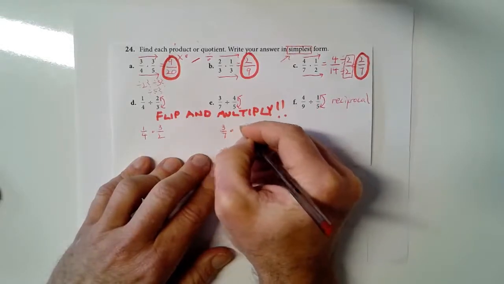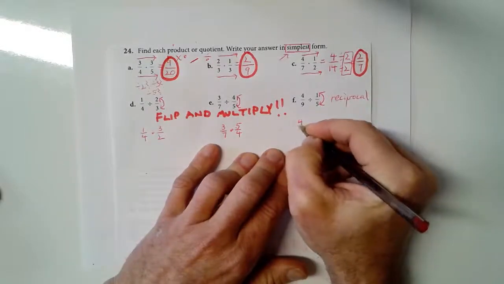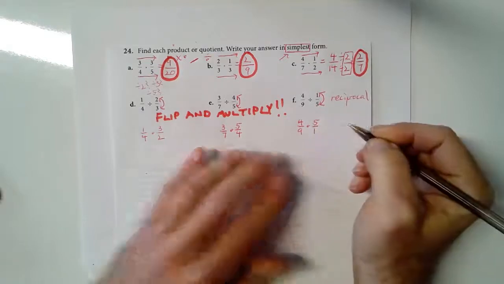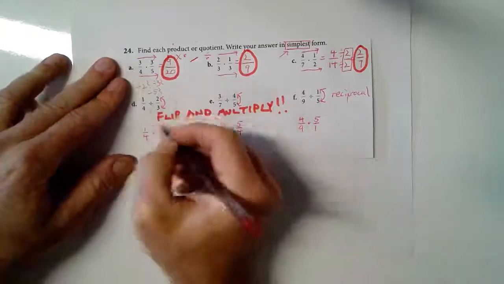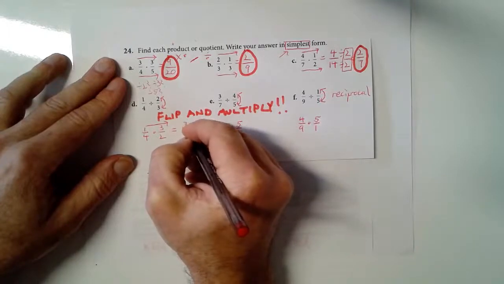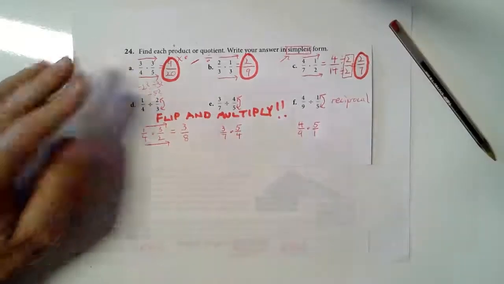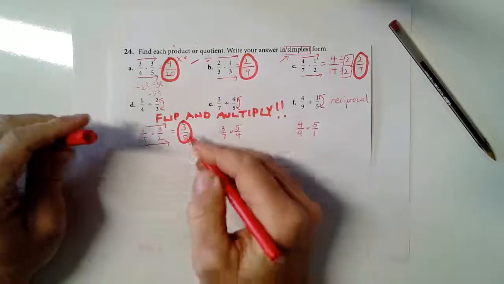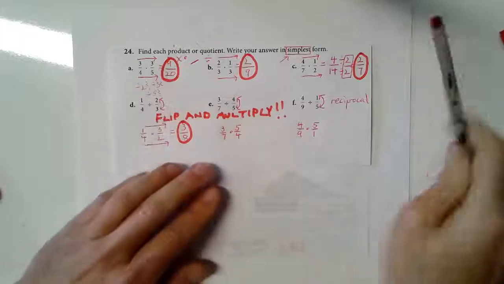3/7 times 5/4 and 4/9 times 5 over 1. Okay, here we go. Now they're going to look just like the top ones. 1 times 3 is 3. 4 times 2 is 8. That is already in simplest form because we have an odd on top of an even, so I can't really divide those by the same number.